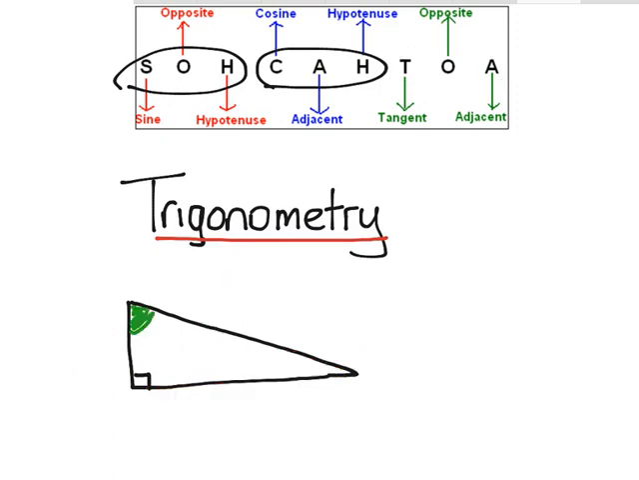If we were to label the top angle, the opposite side would be down the bottom, and the adjacent side is next to the angle, hypotenuse the same. Now notice the opposite and adjacent have changed sides depending on which angle we look at. So here we can see by looking at the red angle, the opposite is on the left. By looking at the green angle, the adjacent is on the left.